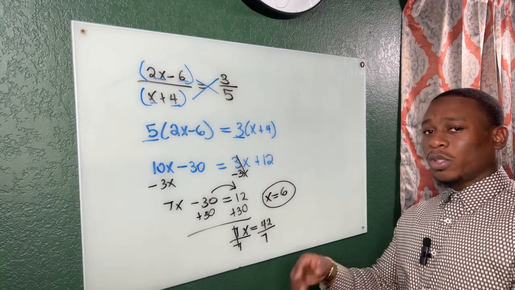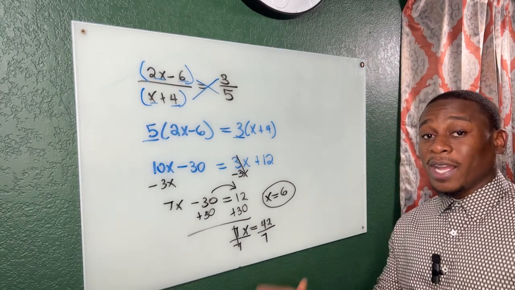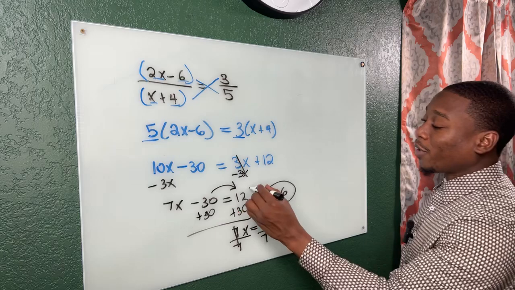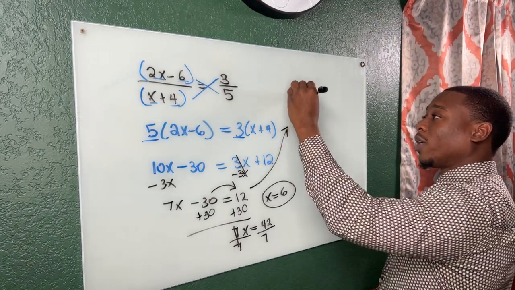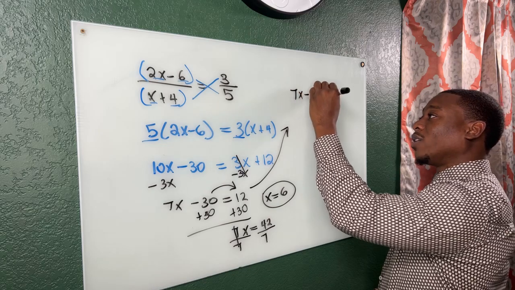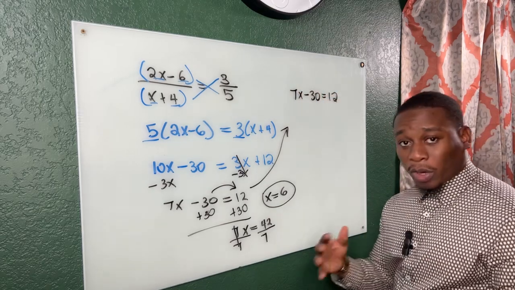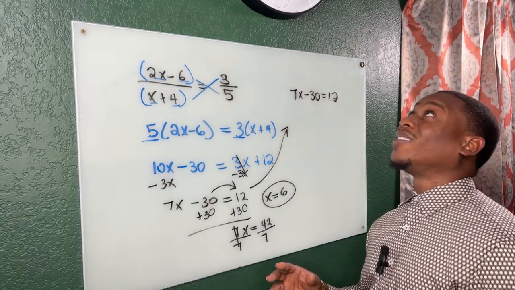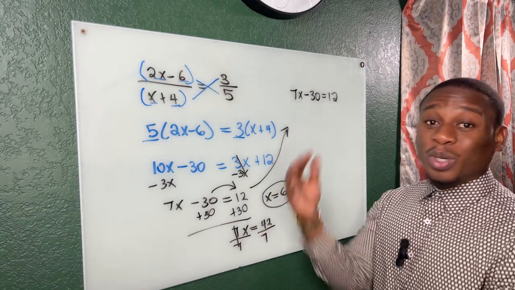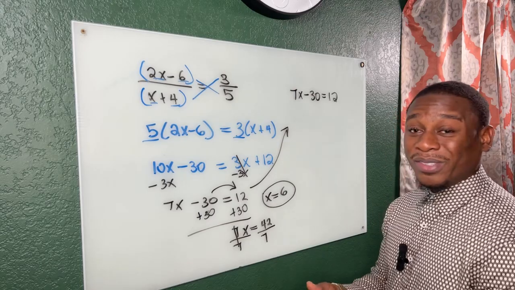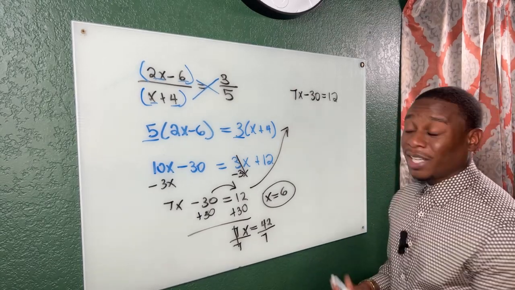Now, before I go on to the very last problem of the day, let's take this step here and let's see what happens if we did the incorrect step. So we have 7x minus 30 is equal to 12. Now, what I've seen in over a decade of teaching math from the K through 12 levels, this is what I'll see a lot of times.